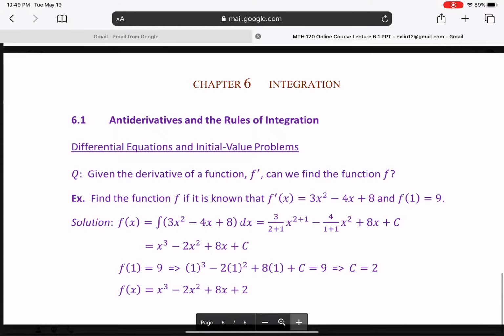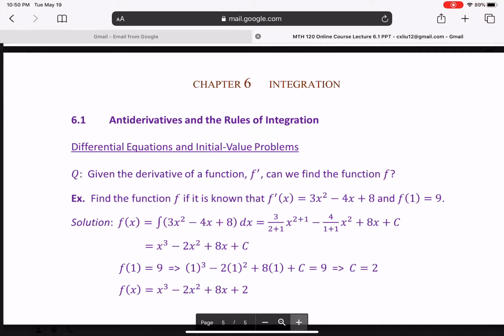Let's talk about differential equations and initial value problems. The question here is, given the derivative of a function, f prime, can we find the original function f? Or can we solve for f? This is called a differential equation. But when you integrate the function, you always introduce the arbitrary constant c. So you need another condition to fix this constant, and we call this other condition the initial condition. The differential equation and the initial condition together are called the initial value problem.